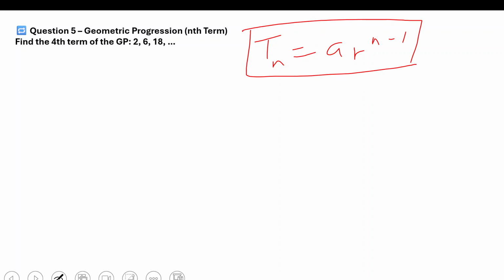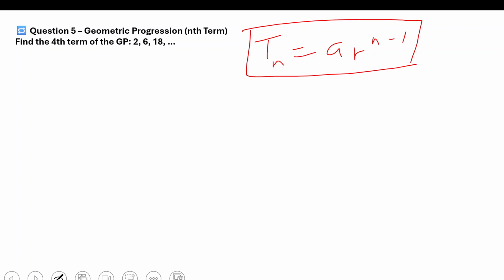Okay, so now we are going into geometric progression. For geometric progression, the nth term is equal to a r to the power n minus 1. So this is the formula for geometric progression. How do you know a progression is geometric?